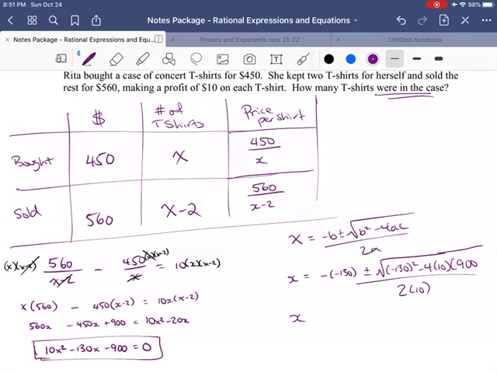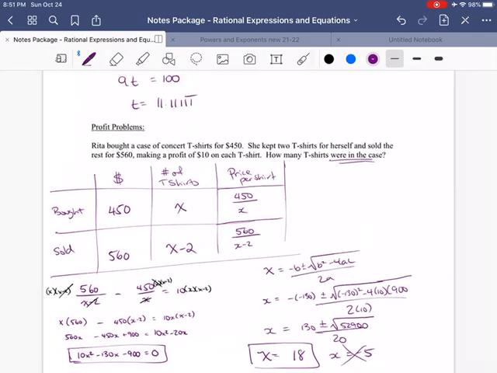So this will all simplify to 130 plus or minus the square root of 52,900, divided by 20, and you end up with two solutions, 18 or negative 5. Negative 5 makes no sense, so 18 is your solution. So there were 18 t-shirts in the box.